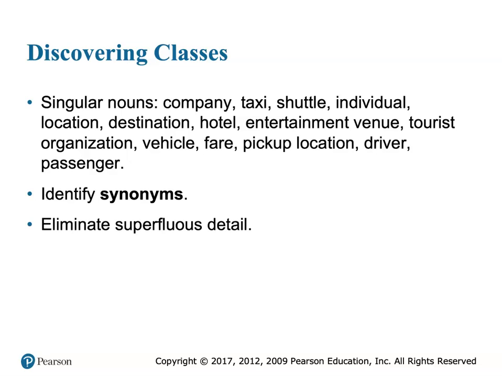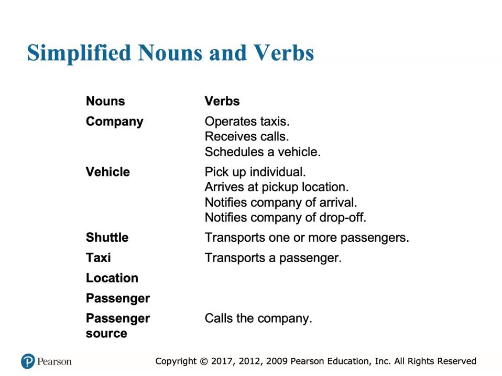So as we think about collapsing these down, we come up with a list of simplified nouns and the verbs that they need to be able to perform, or in other words, the classes and their methods. At least a first pass. So the company operates taxis and receives calls and schedules a vehicle. Okay, so we have some very clear actions the company class will need to do.